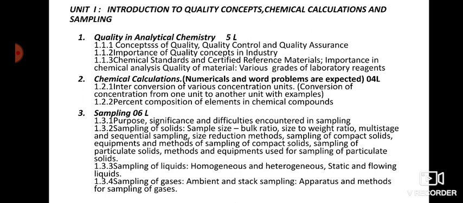The first chapter is Quality in Analytical Chemistry. In that we will learn about the concepts of quality, quality control and quality assurance, importance of quality concepts in industry, what are the chemical standards and certified reference materials, importance in chemical analysis of quality material, and what are the various grades of laboratory reagents. So this is about the first chapter.